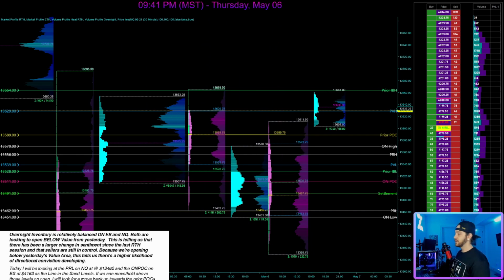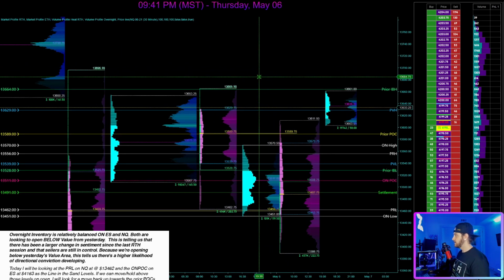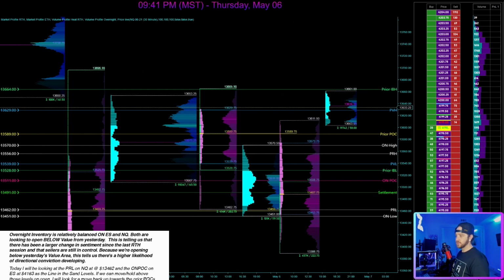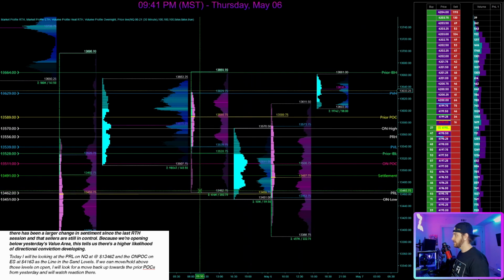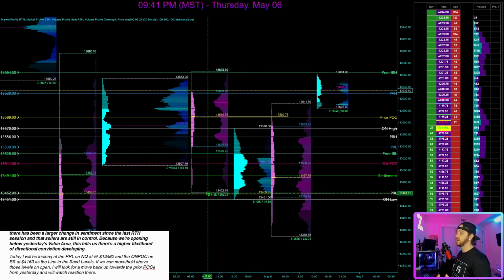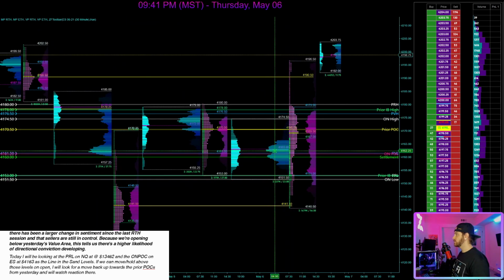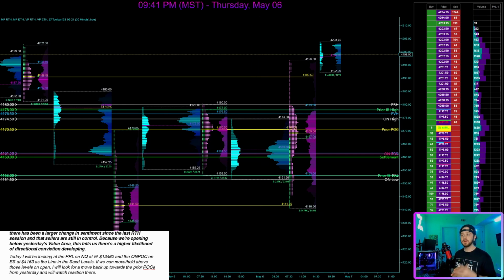That tells us that there is indeed a higher likelihood of directional conviction. Today I was looking at the prior range low on NQ at 13,462, and on ES I was looking at the overnight point of control at 4163. My thought was that if we could move and hold above those levels on open, I would look for a move back up towards the prior points of control from yesterday, and we'll watch for reaction at those levels.